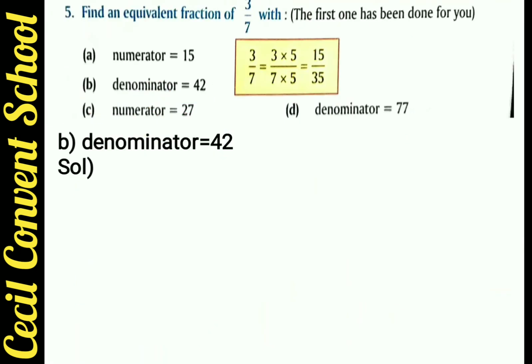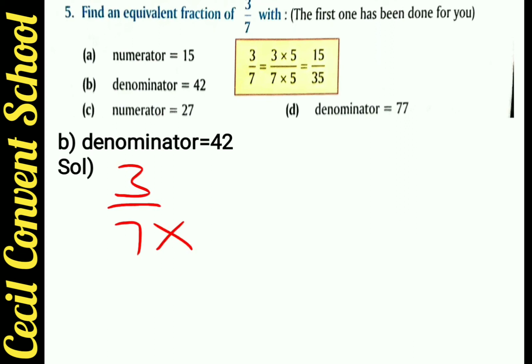Now we do question number 5. Find the equivalent fraction of 3 by 7. Now for 3 by 7 you have to find the equivalent fraction. Different numerators and denominators are given, and the first A part has been done for you. Similarly we will do the B, C, D parts. So in the B part the denominator should come 42, but the fraction is the same.